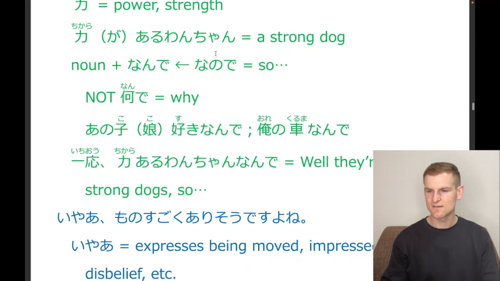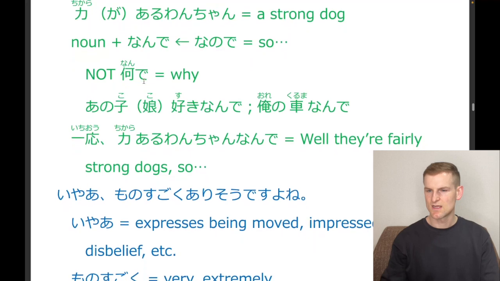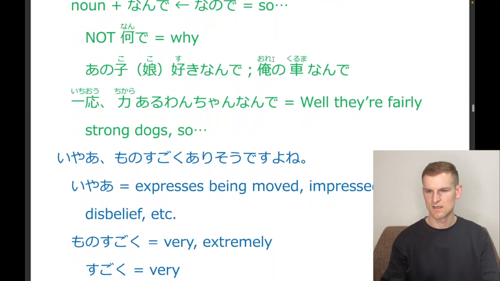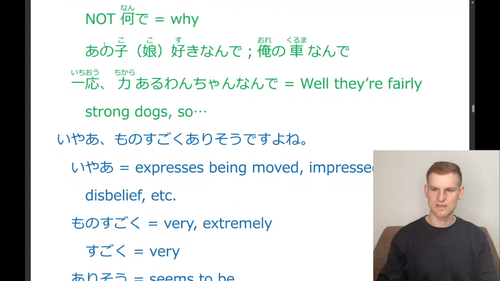Okay, then he has nande, which is a shortened form of nanode, preceded by a noun, that is. When you start learning Japanese and you learn question words, you'll learn that nande is why, but this is not why, okay? This is actually a totally different word, so make sure you don't confuse it. It's an abbreviation of nanode, which means so. So. Let's look at some examples of this used in casual speech.